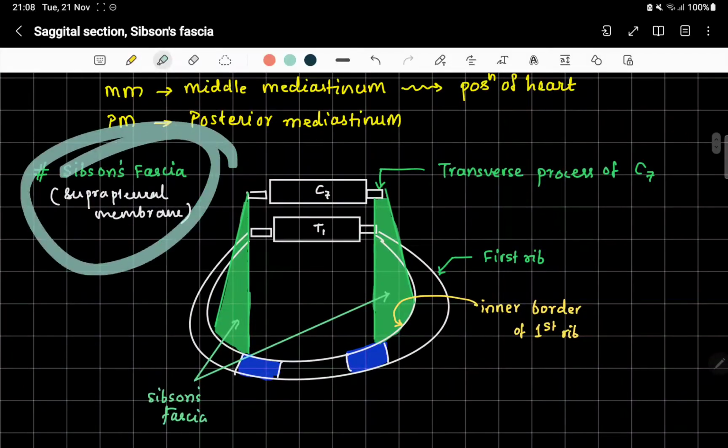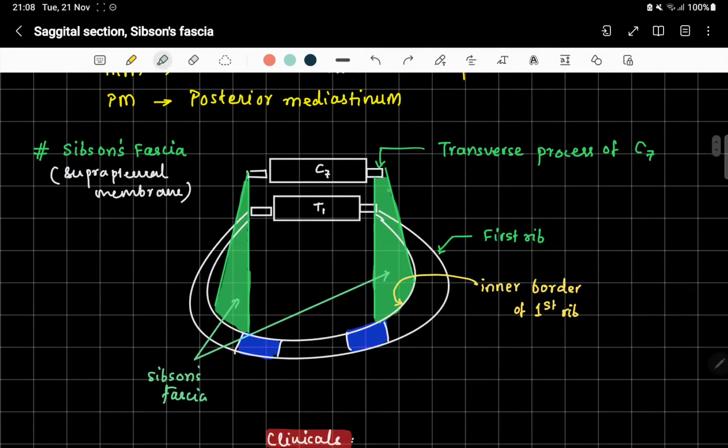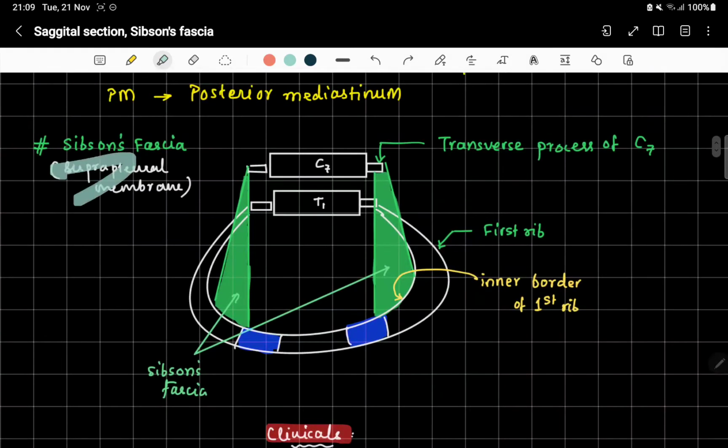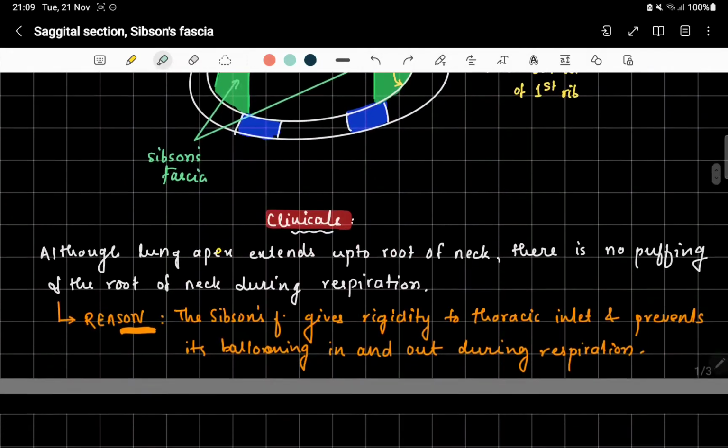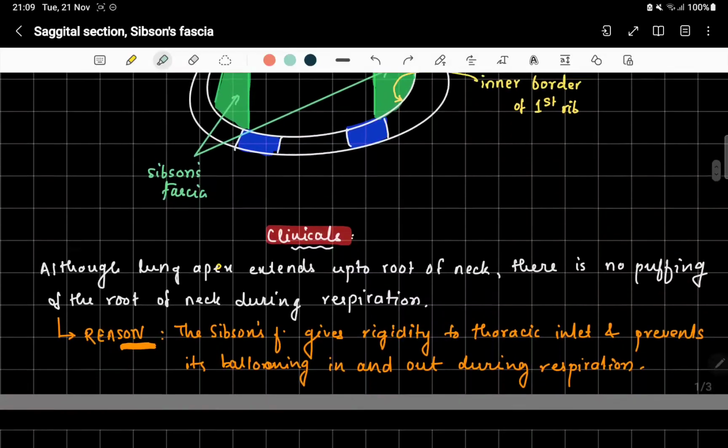Let's discuss Sibson's fascia, that is the suprapleural membrane. So Sibson's fascia is attached to the transverse process of the C7 vertebra, from the transverse process of C7 to the inner border of the first rib, like the rib and the costal cartilage, also to the junction between them. So it is attached from the transverse process of C7 to the inner border of the first rib. It is also called the suprapleural membrane. It is the remnant of your scalenus minimus muscle.